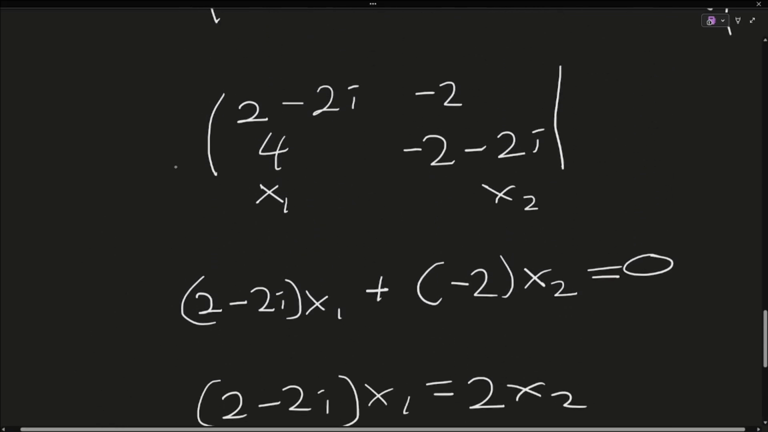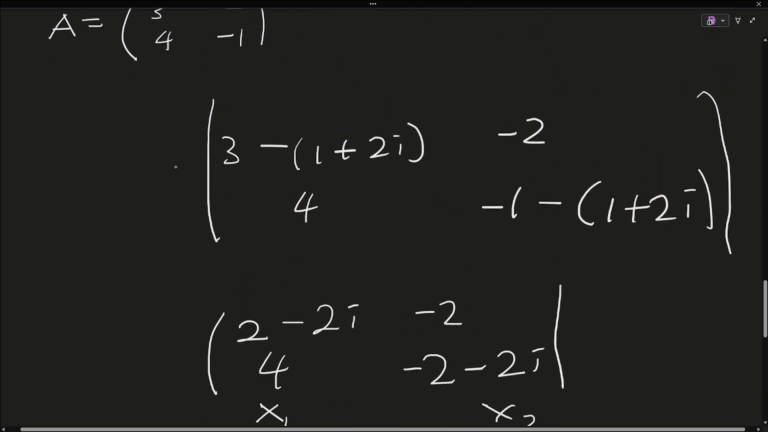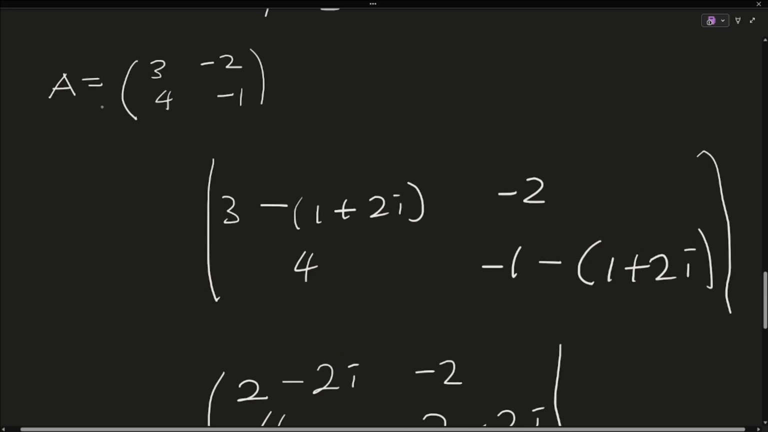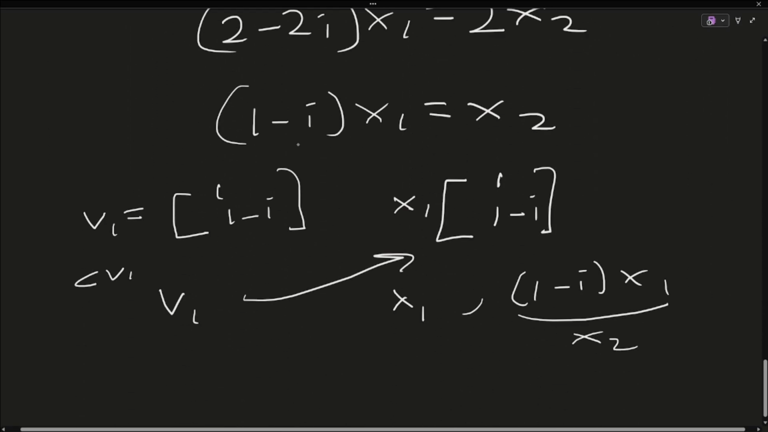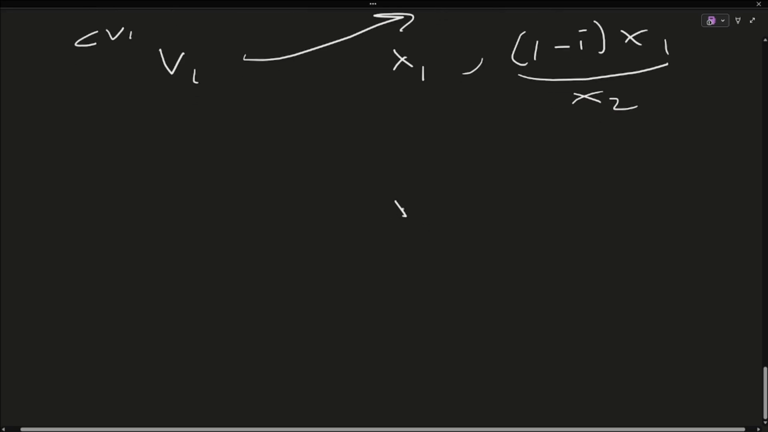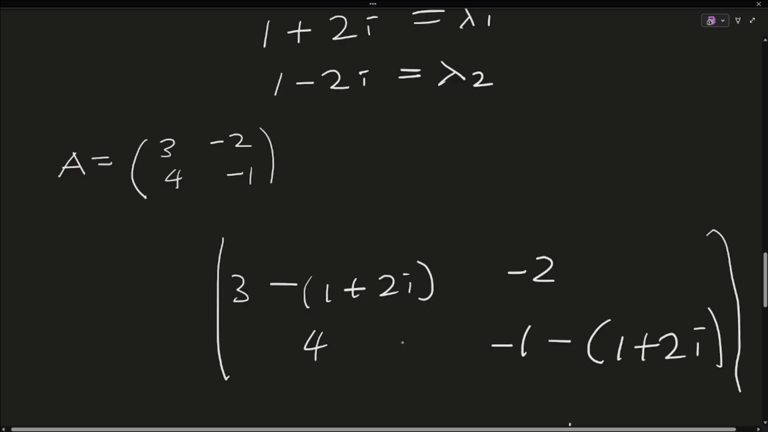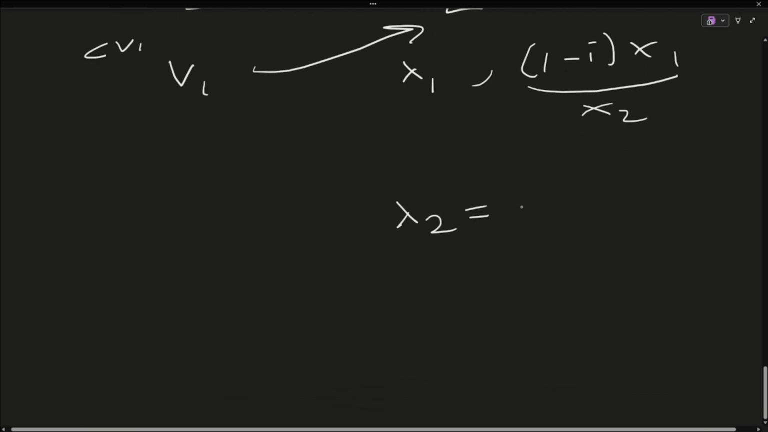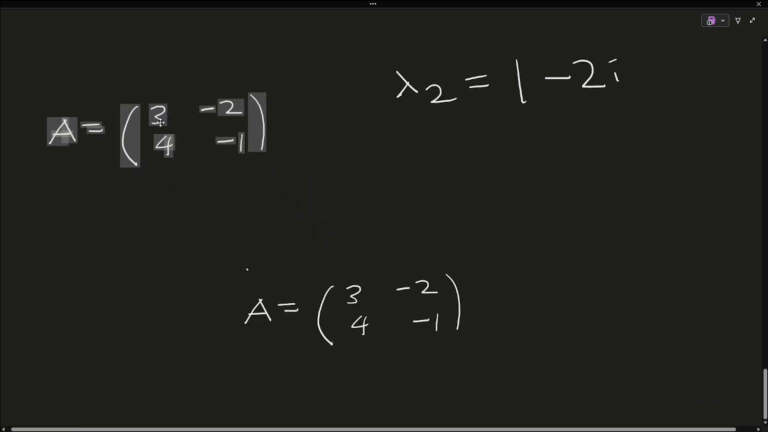Now we're going to do the same thing and get our second eigenvector. What we did, guys, was this matrix minus lambda 1. Now we're going to get that matrix minus lambda 2. What was lambda 2? Lambda 2 was 1 minus 2i. You go ahead and write that down, 1 minus 2i. Then write your matrix here again. So our matrix was just like this.